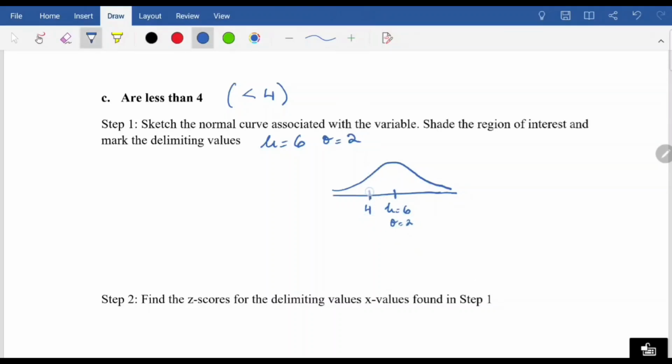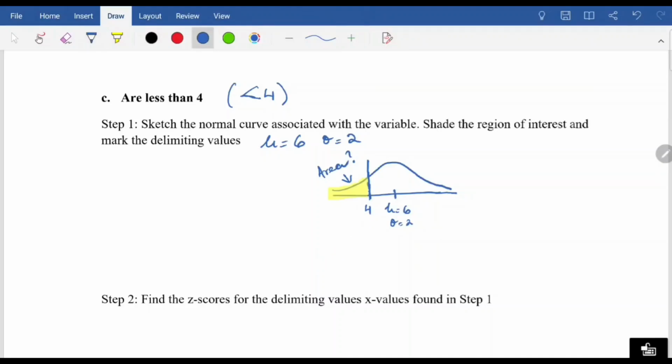And then I'm going to extend a vertical line from 4 up to touch the curve. The area we are looking for is, since it's less than 4, the area to the left. So I'm going to shade my region of interest. This is my region of interest, the area to the left. This is the area I'm looking for.